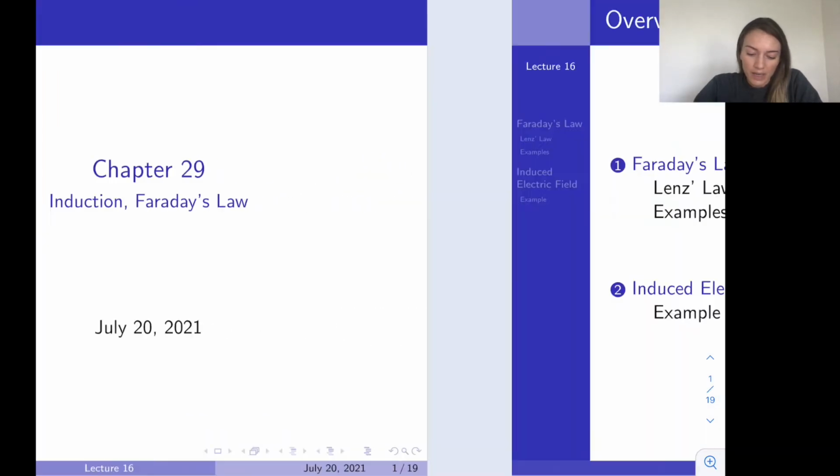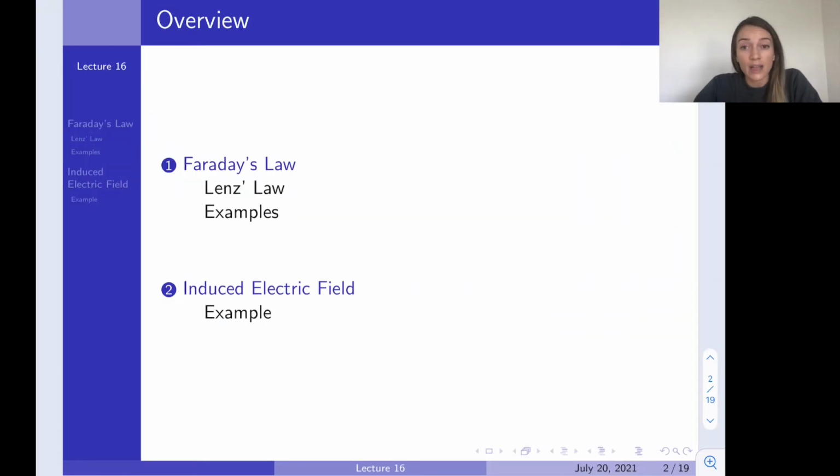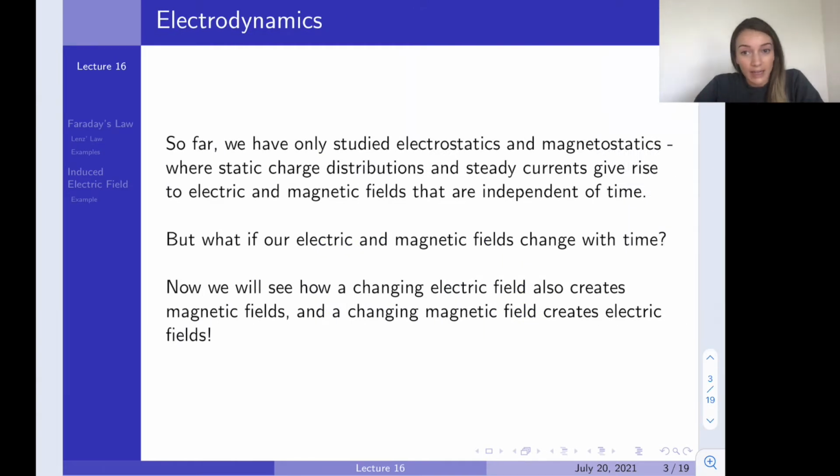So chapter 29, we're going to be looking at non-static magnetic and electric fields. So far we've only seen electrostatics and magnetostatics, where our electric field is produced by a static charge distribution and our magnetic fields are produced by a steady current that's not really changing with time. Now we want to think about what happens if our fields are changing with time?